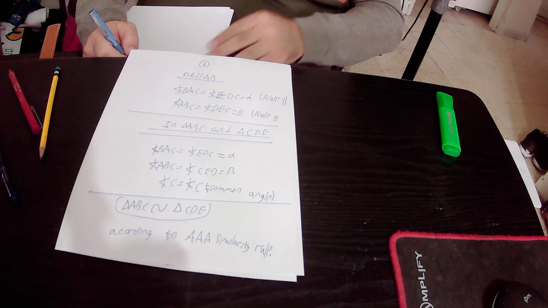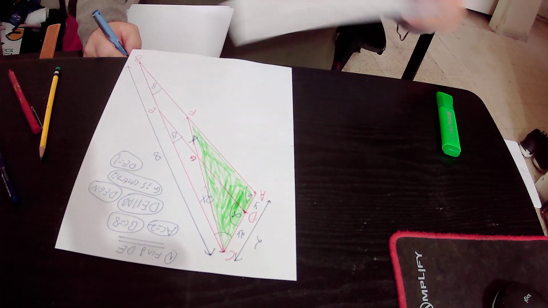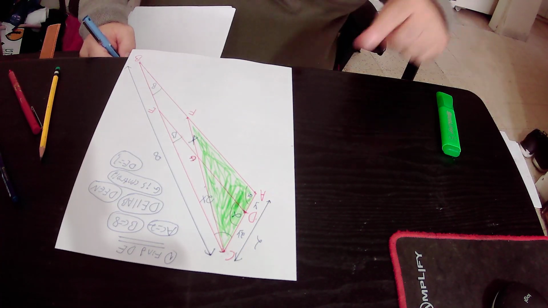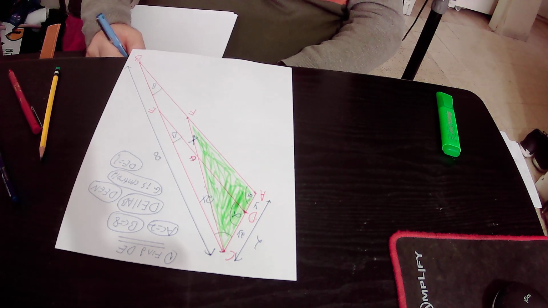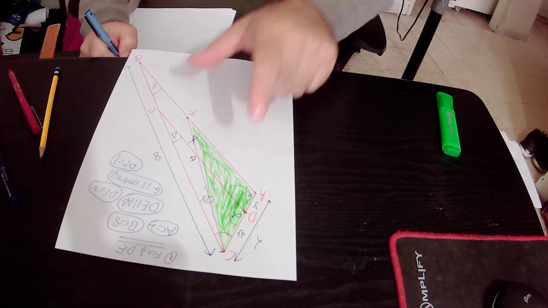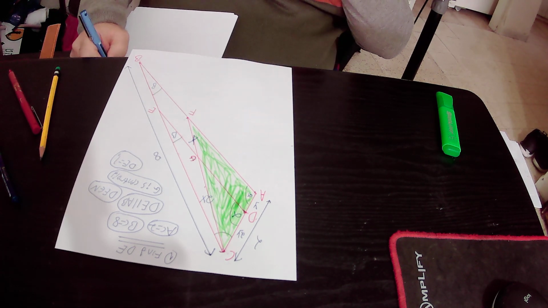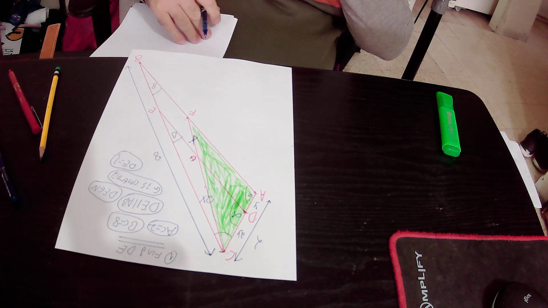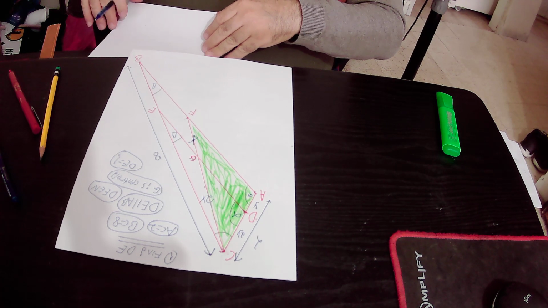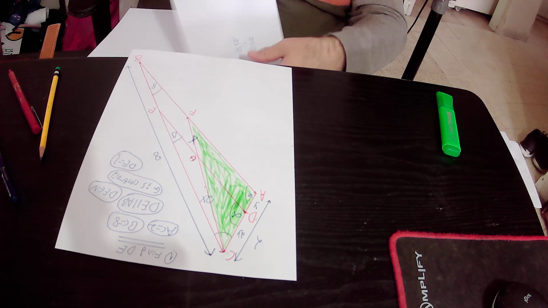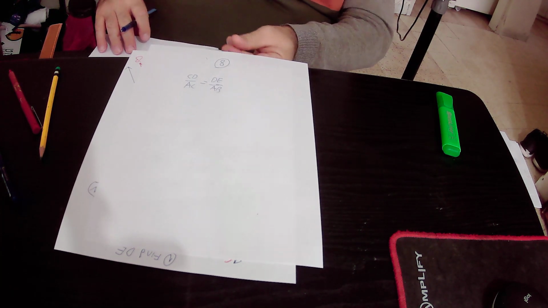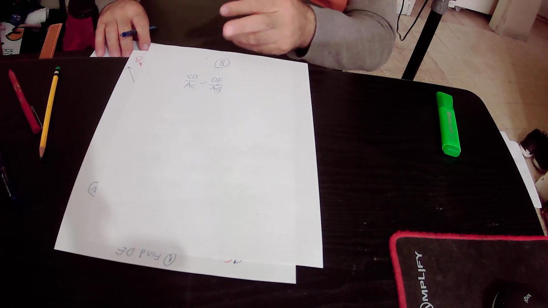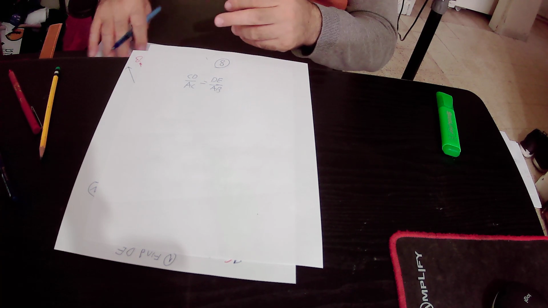Okay, so from the fact that triangle ABC is similar to triangle CDE, we can conclude the following equality, that CD over AC equals DE over AB. Again, because triangle ABC is similar to triangle CDE, we can conclude that CD over AC equals DE over AB.